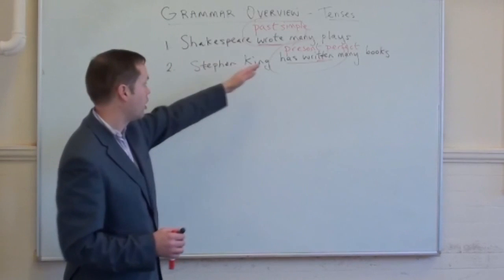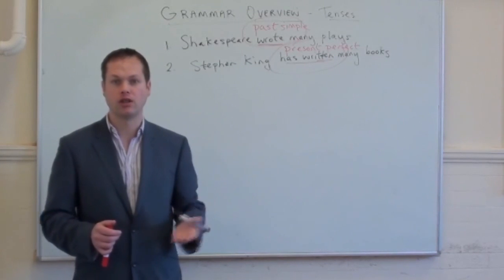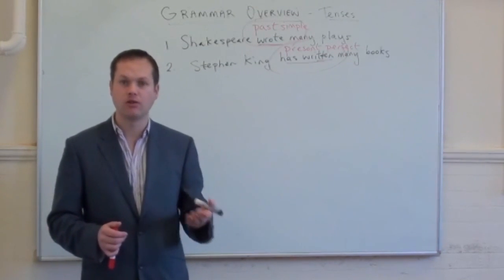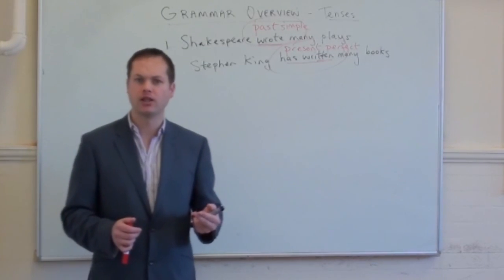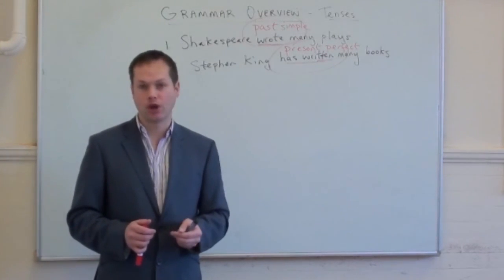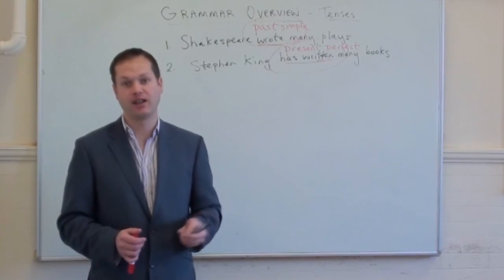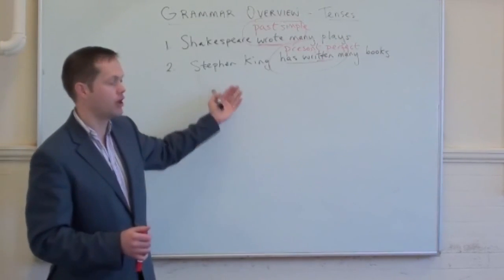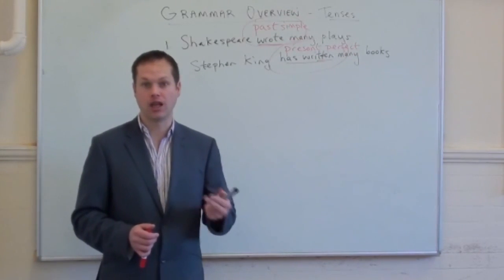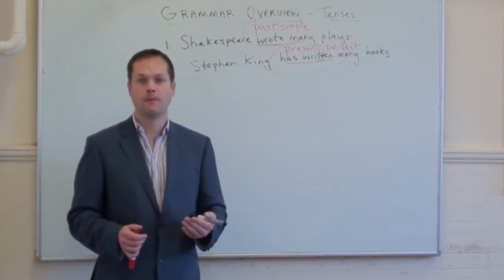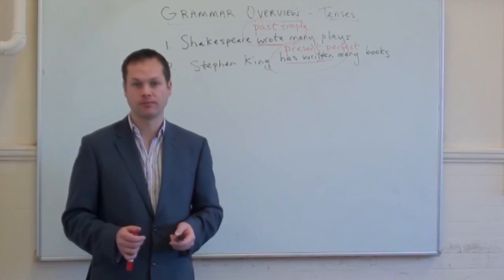The second example, Stephen King has written. Stephen King is still alive. He's still writing. He's a successful writer who's still doing his writing. We use the present perfect here because the present perfect is used for actions which started in the past and they continue now, or they continue to have an effect now. So Stephen King started writing books in the 1970s and he continues to write today. Therefore, it started in the past and it continues now. Therefore, we can use the present perfect tense.